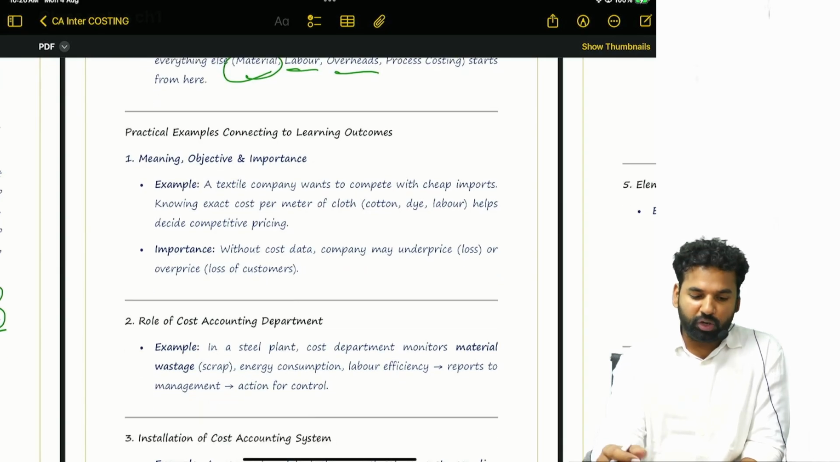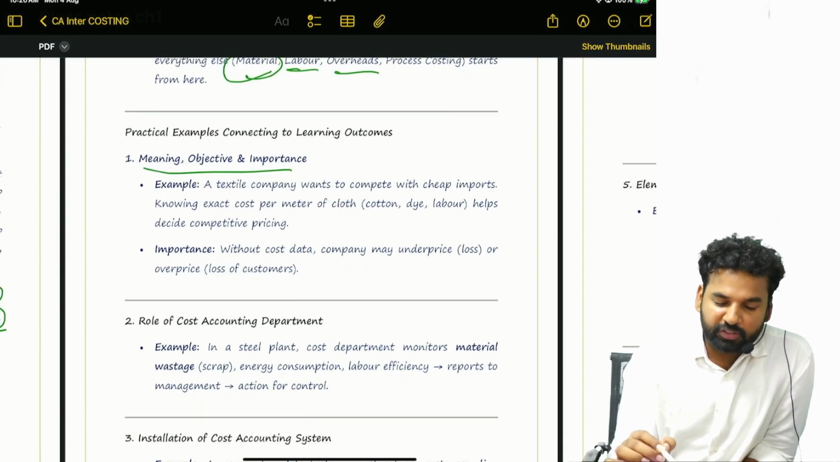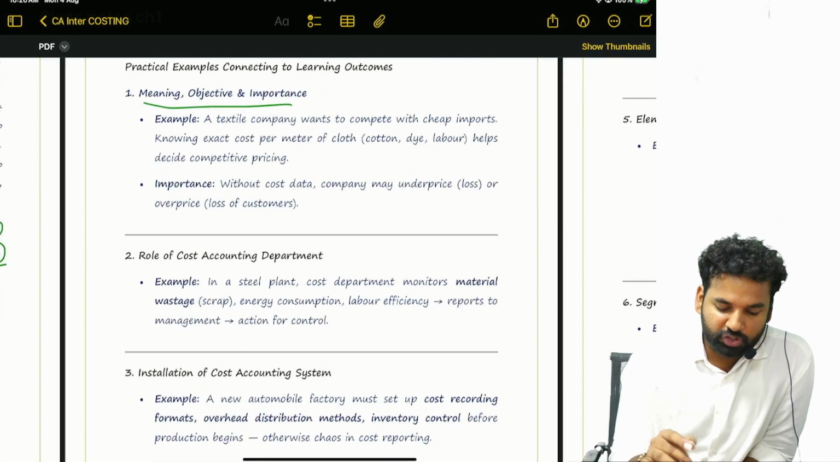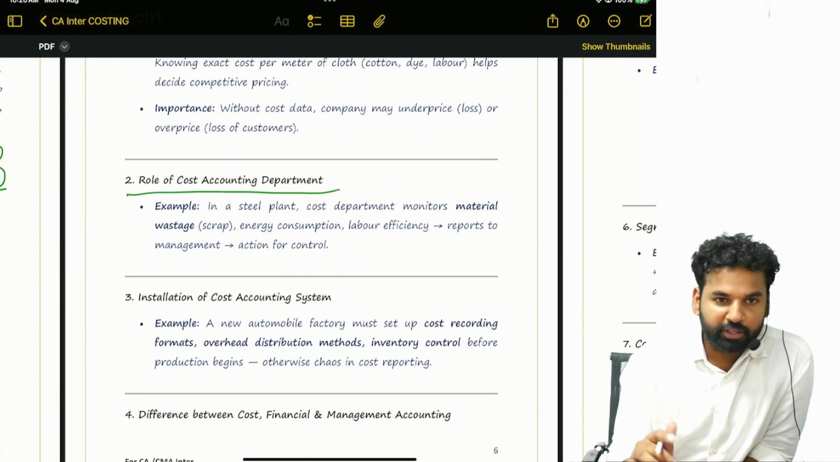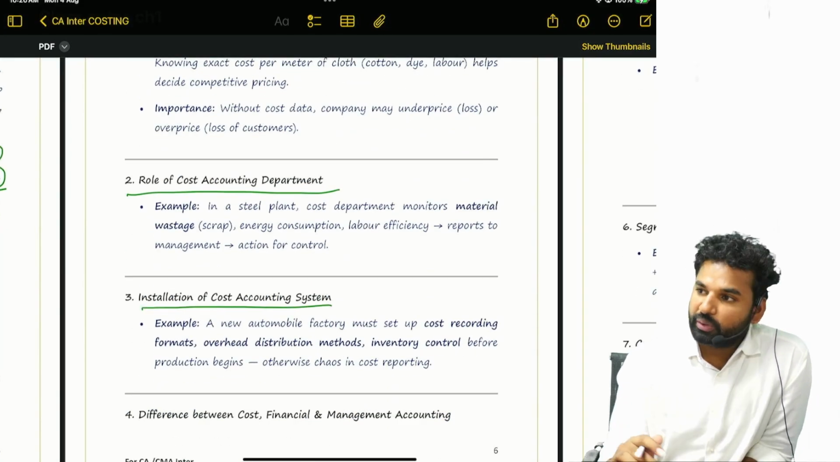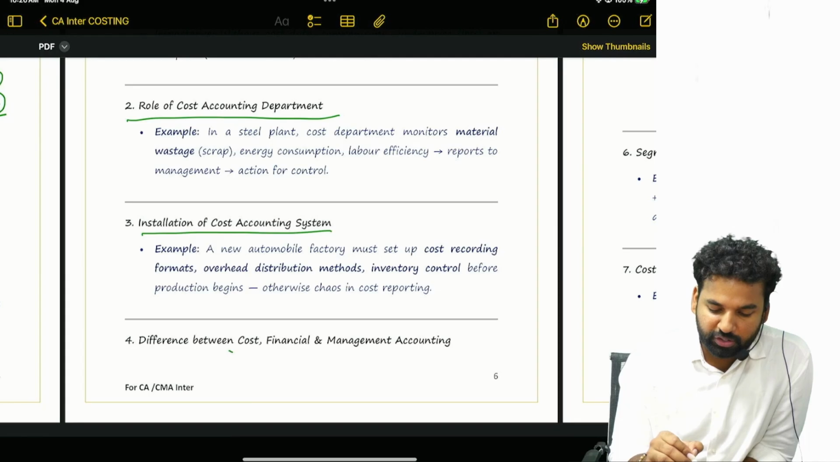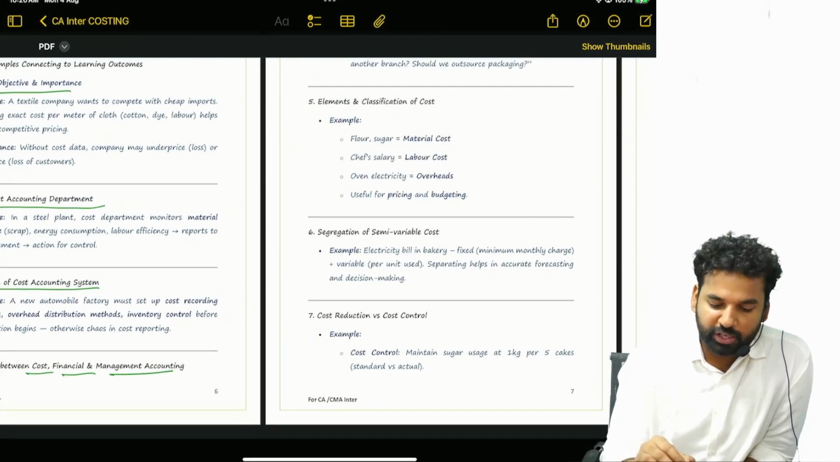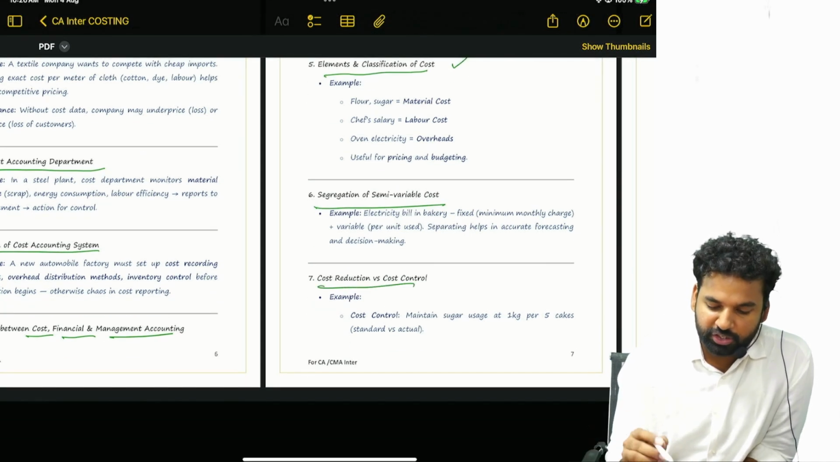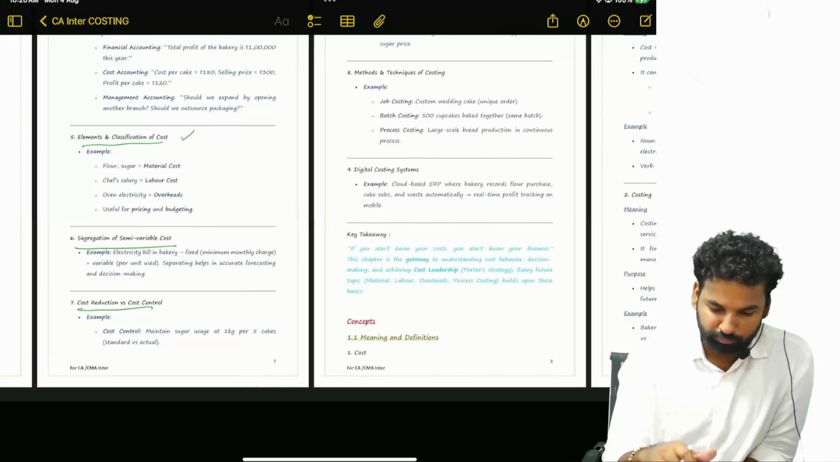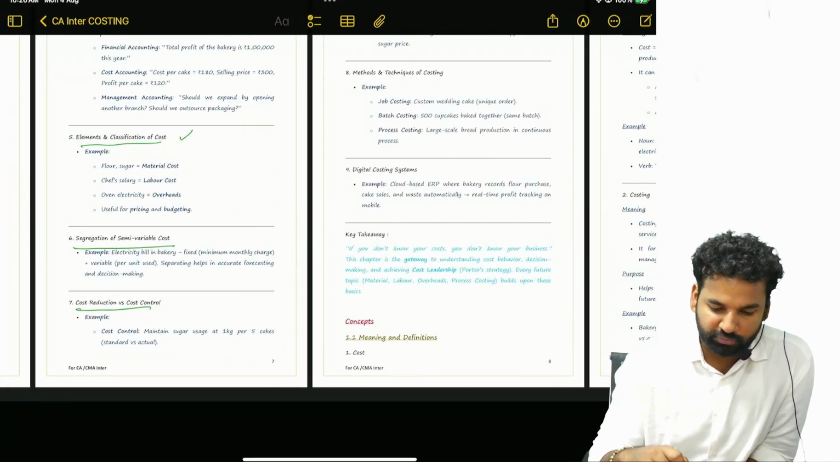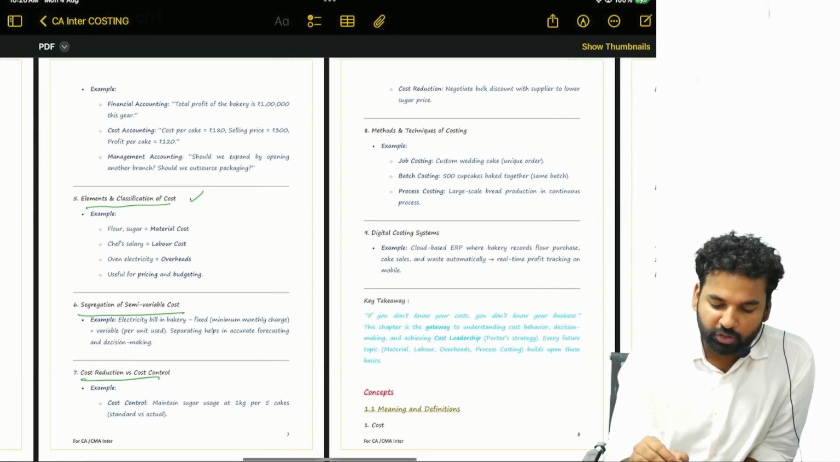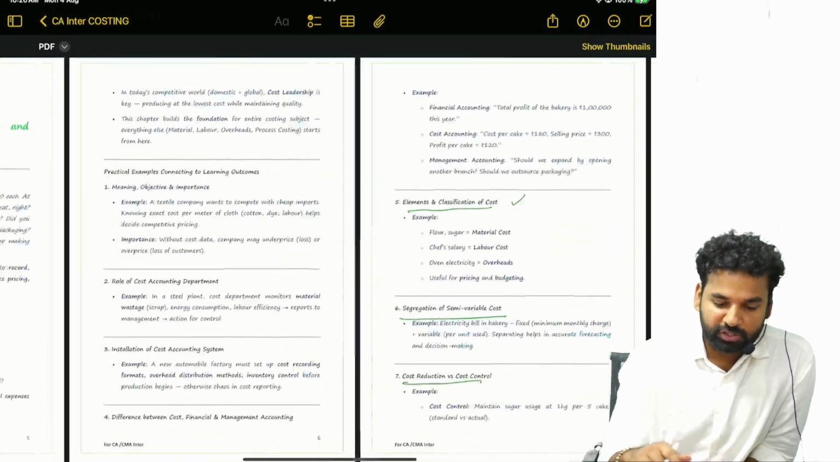In this chapter, what we will study: meaning, objective, and importance of costing. Next, role of cost accounting department, installation of cost accounting system. Difference between cost, financial, and management accounting. Next, elements and classification of cost, segregation of semi-variable costs, cost reduction versus cost control, methods and techniques of costing, and digital costing system. So these are the key objectives.